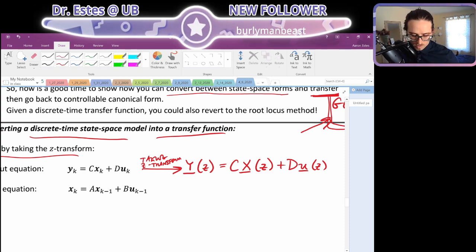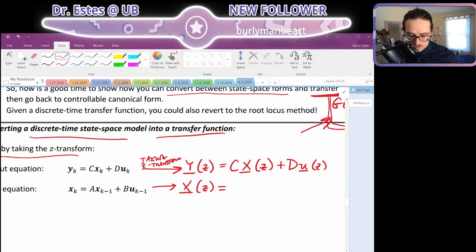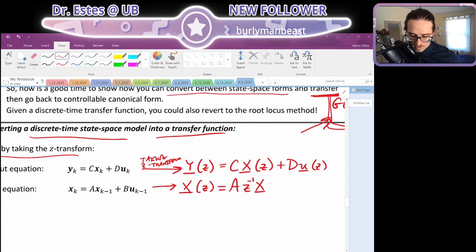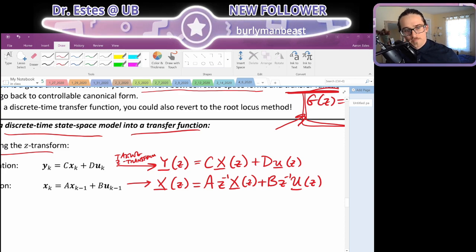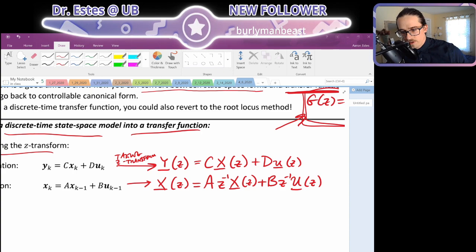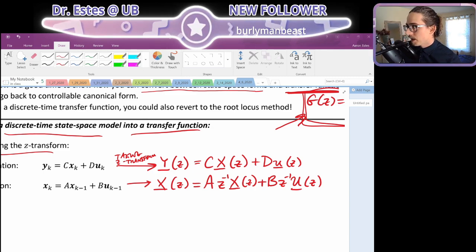We're going to do the same thing with our state equation, and we have to use our backward shifting theorem because I have x at the previous step. So that's going to be z to the minus 1 times X(z), plus B z to the minus 1 U(z). You can take the z transform of matrix equations, and the backward shifting theorem works the same way. One time step prior is z to the minus 1.